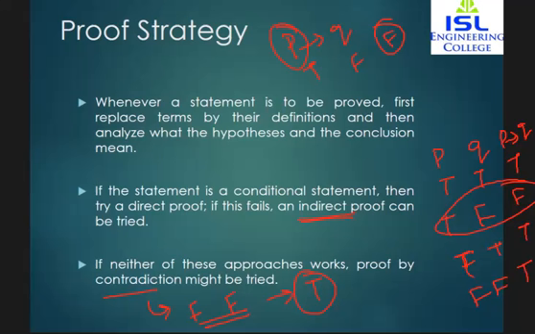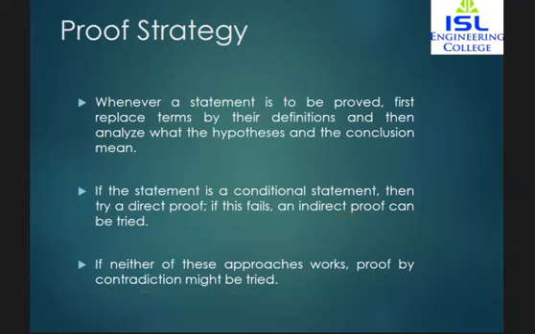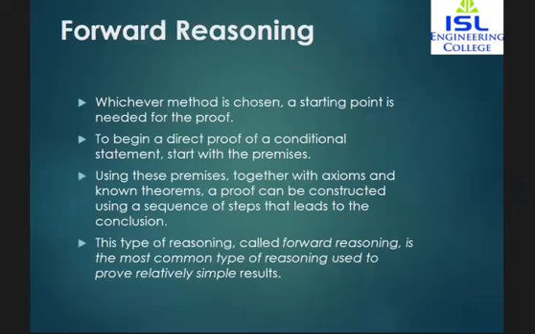Now whenever you're supposed to take the proof strategy, we have two types of reasoning. We can perform either forward reasoning or backward reasoning. Forward reasoning is basically whenever we are choosing a method, we need a starting point.